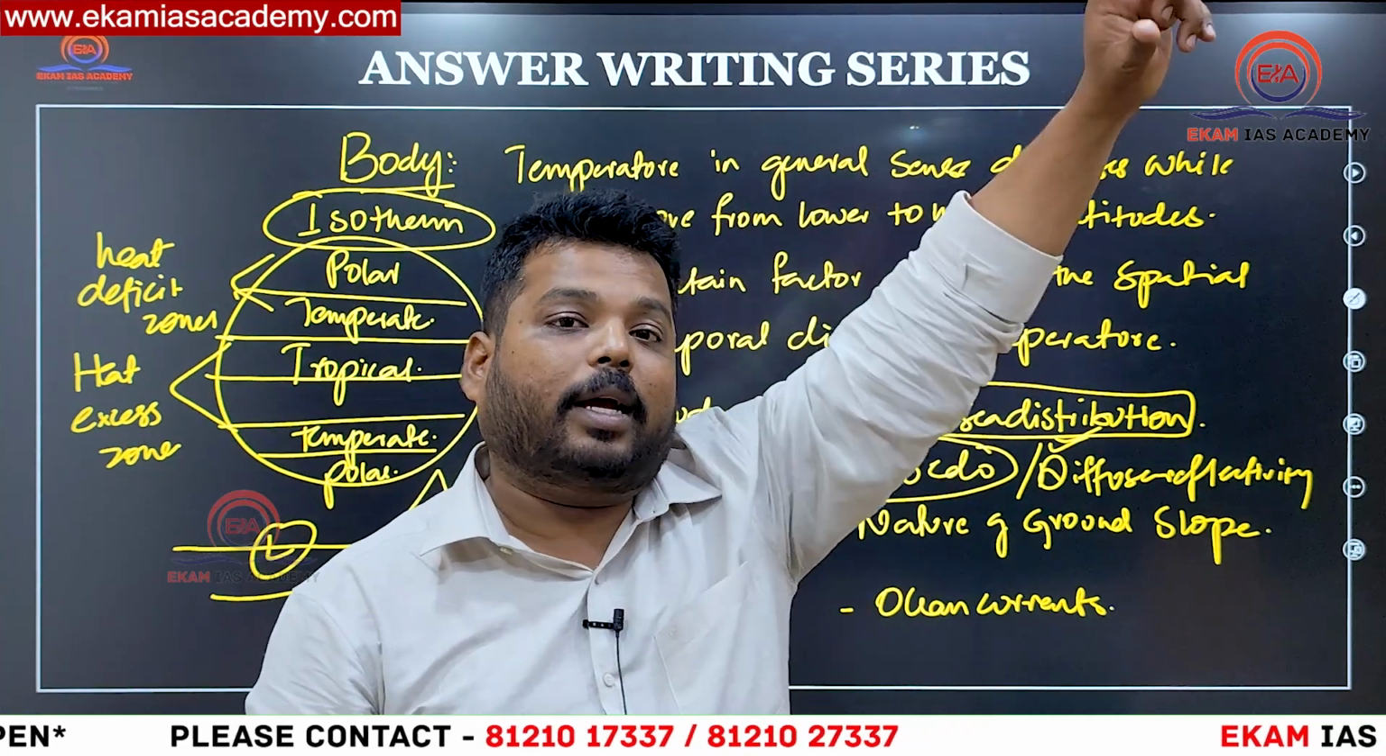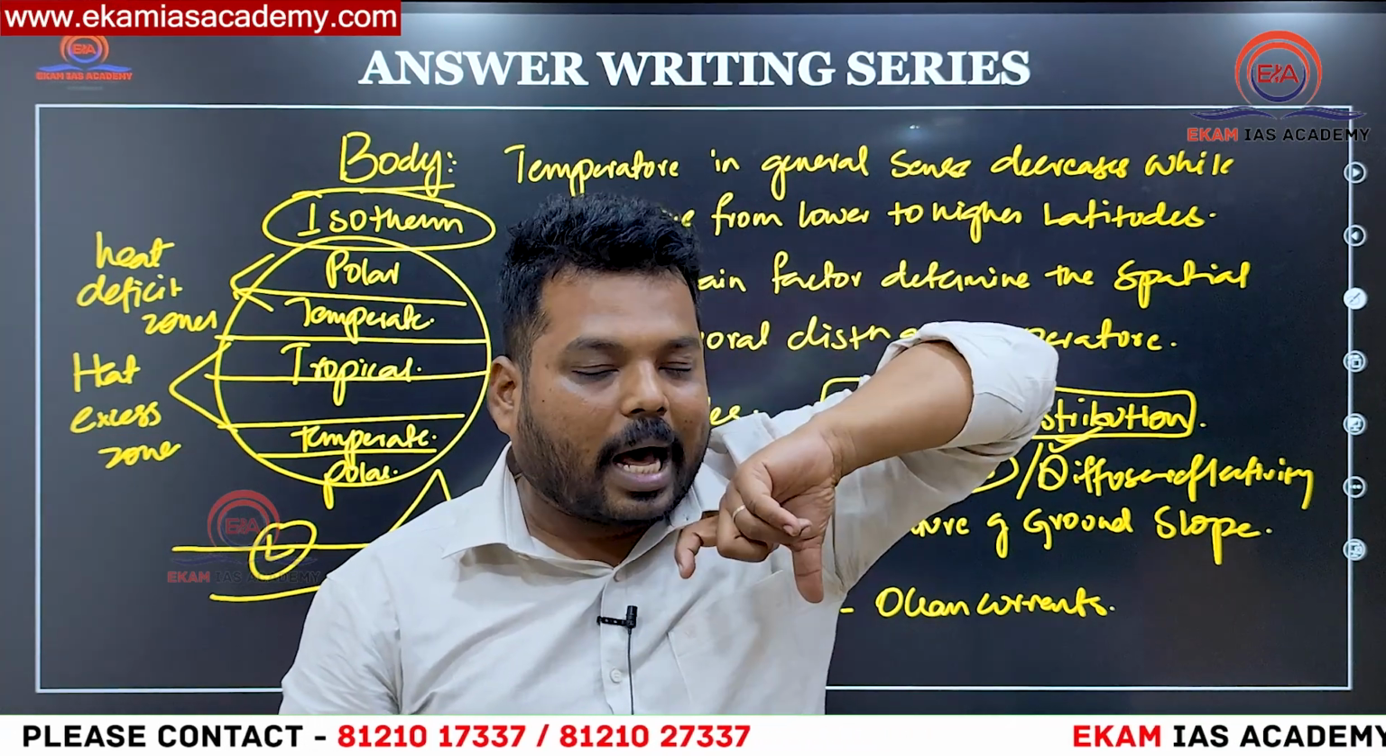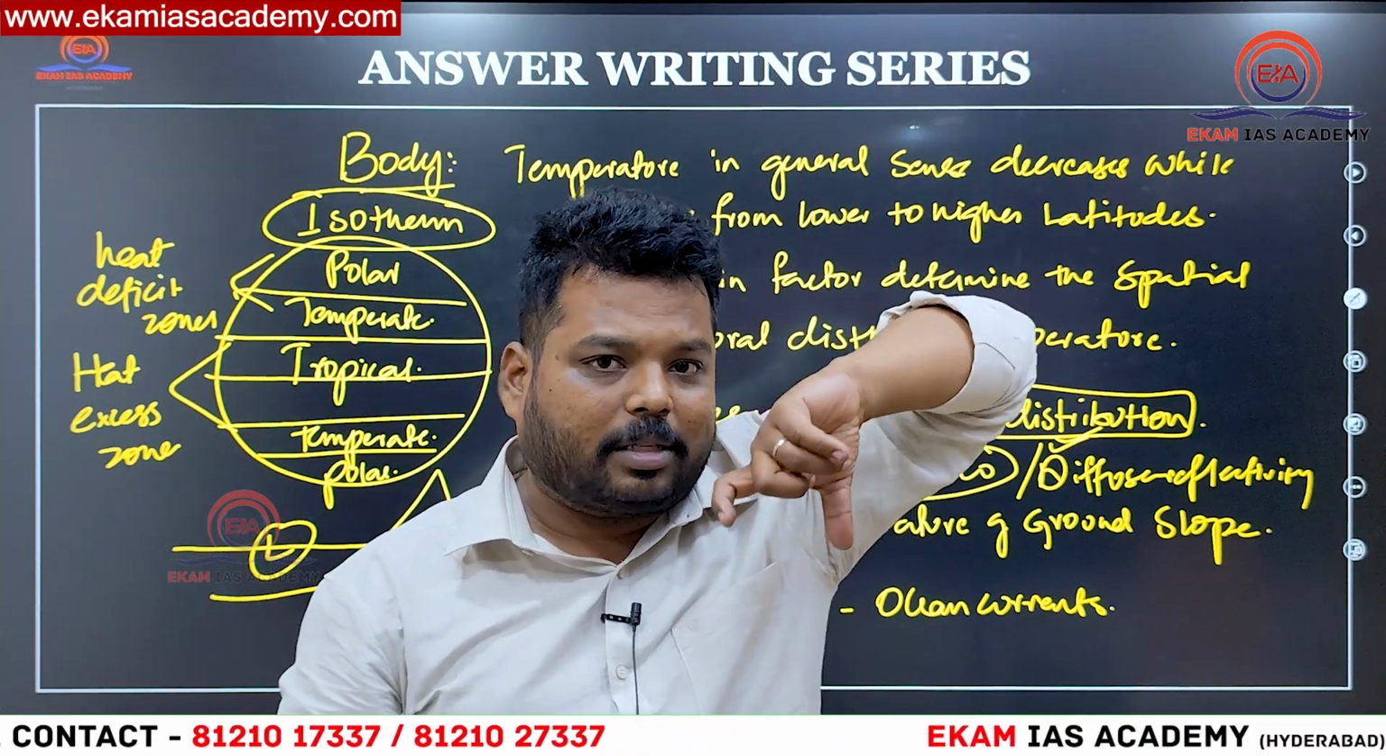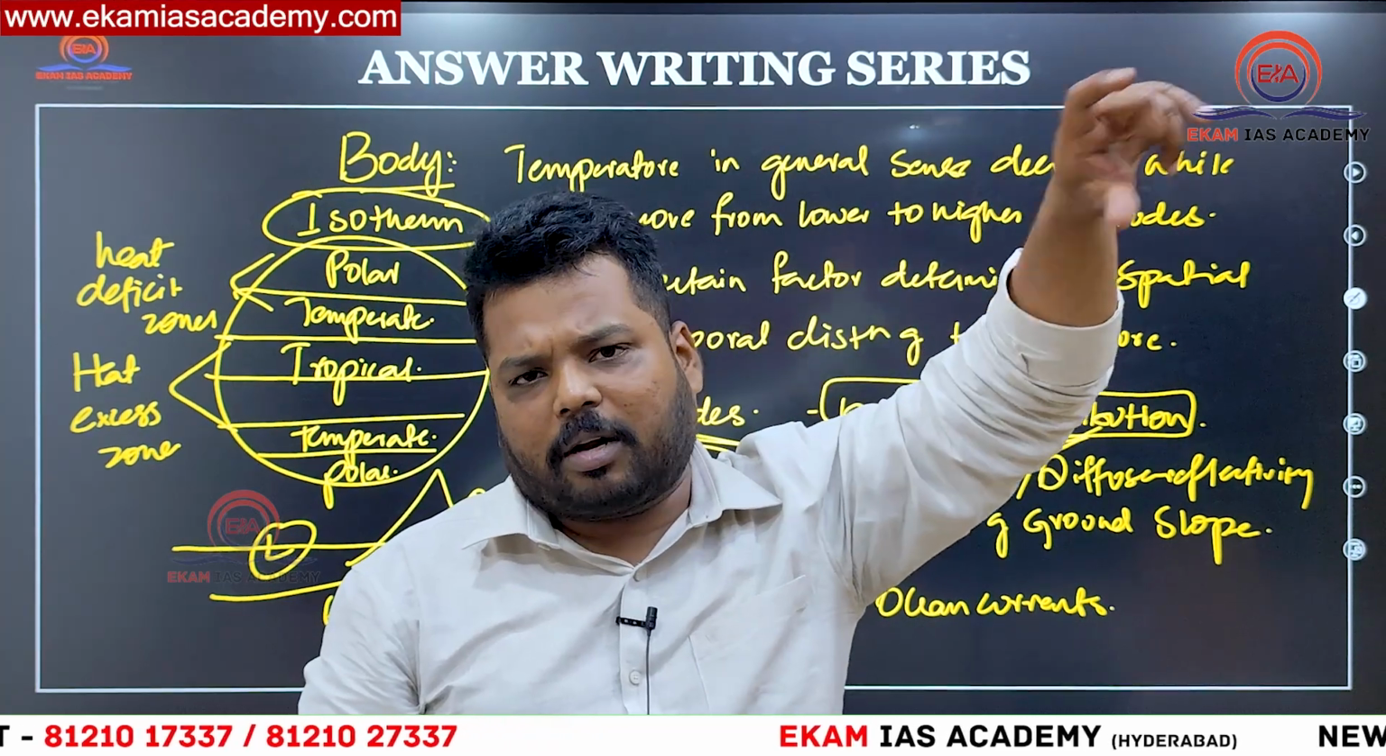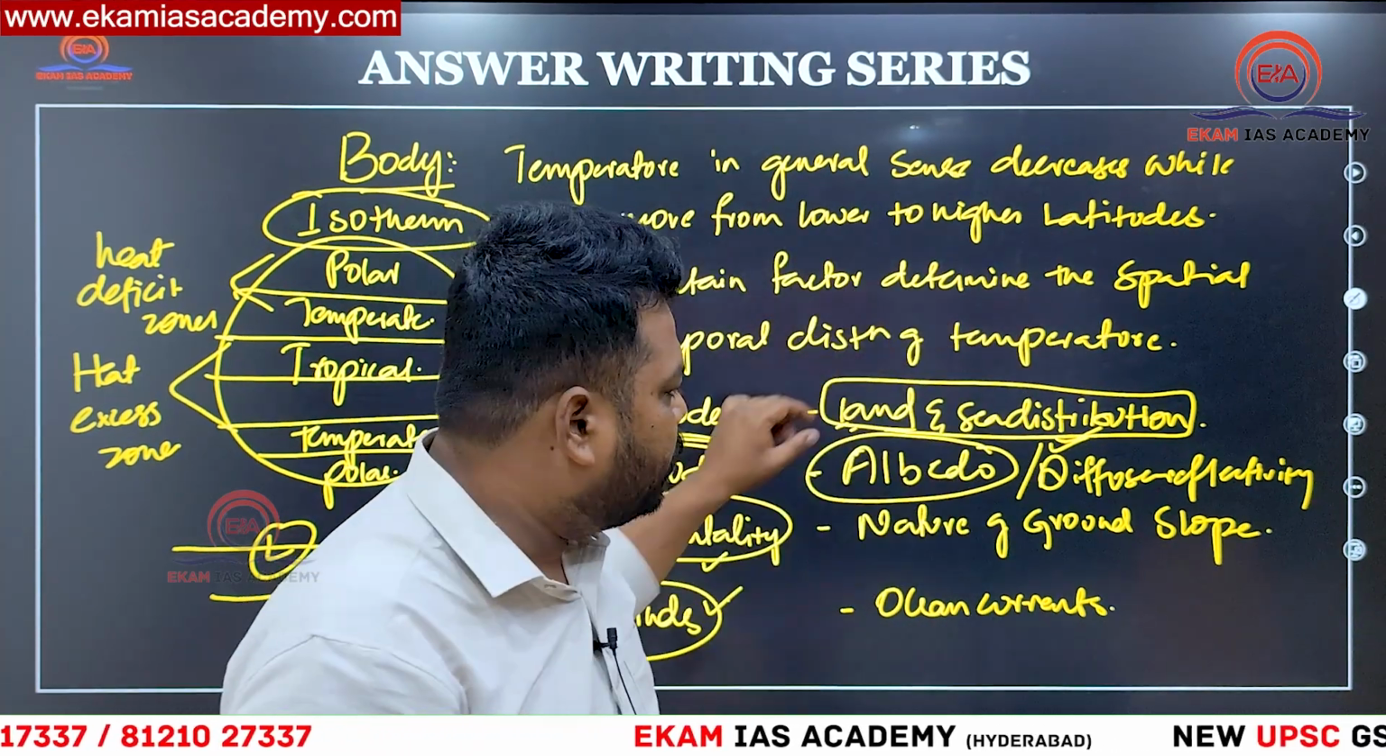स्नो का एल्बिडो is very high, almost 90% reflects. डार्क सॉइल का एल्बिडो is very less because somewhere around 10 to 15% रिफ्लेक्ट होगा, बाकी 80-85% एब्जॉर्ब होगा.